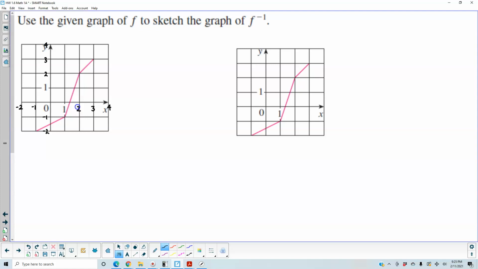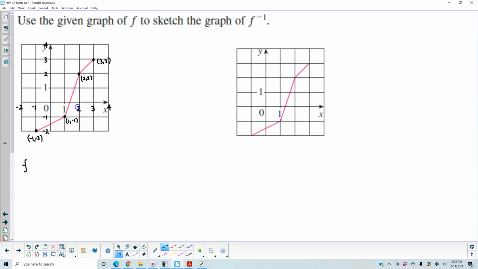Now let's label our points. So here is one point, here is the second point, here is the third point, and here's the fourth point. So we can see that that first point is going to be -1, -2. The second point is going to be +1, -1. Our third point is going to be 2, 2. And our fourth point is going to be 3 and then 3.